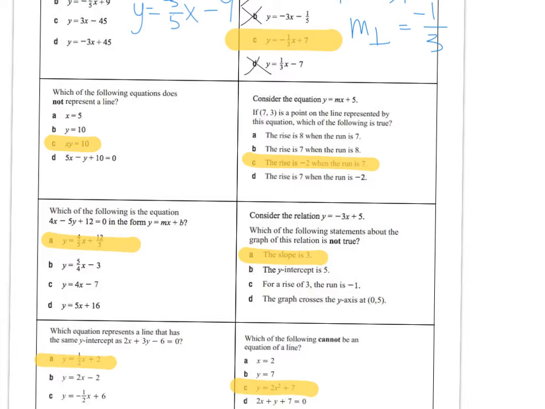This one was quite tricky. Y equals mx plus 5. So if you put in 7 for the x and 3 for the y, then you're going to find that the rise for the m is negative 2 and the run is 7. So you're just going to have to try substituting those in and see how that goes. This one we're just rearranging again to get y by itself.